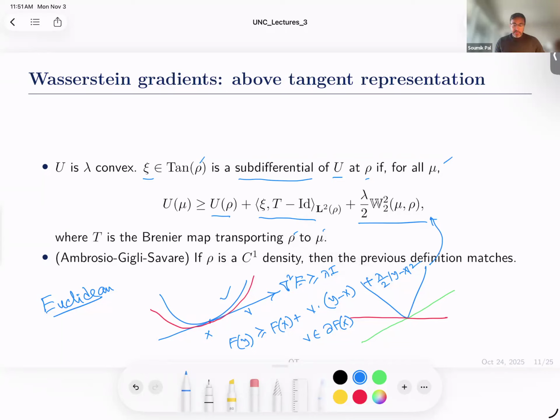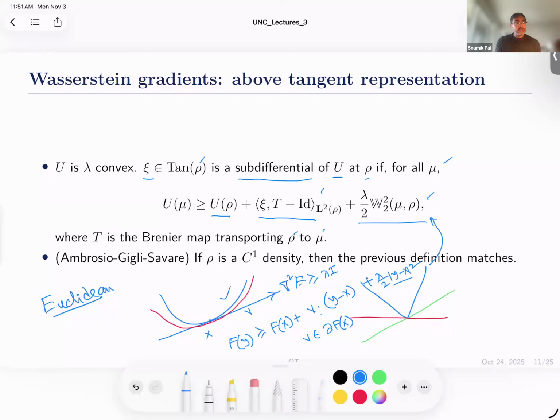I had explained this idea before that y minus x in Euclidean space is the vector connecting x to y. When you're doing your Wasserstein calculus, this vector becomes the Brenier map minus identity, or the negative of the gradient of the Kantorovich potential. And so you take this L2 inner product, replacing the Euclidean dot product, and this lambda over 2 times the Euclidean norm squared becomes lambda over 2 times the W2 squared distance between mu and rho. And that becomes a perfectly good definition.